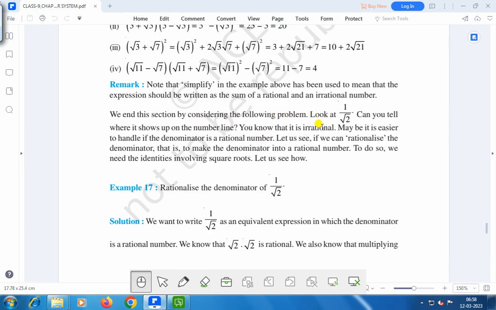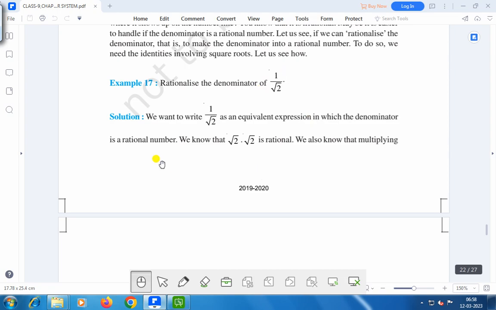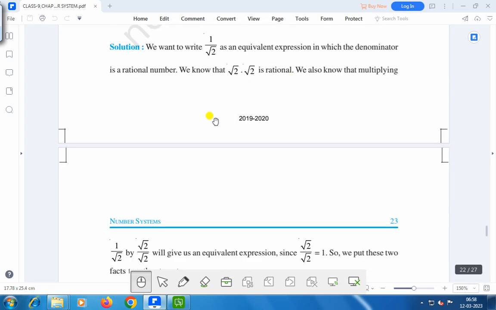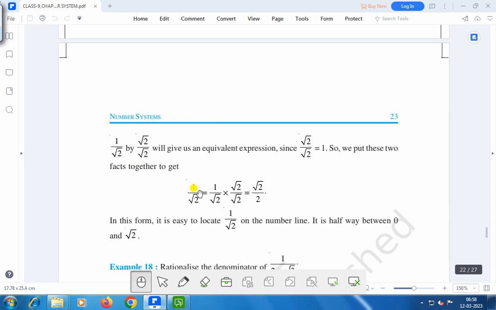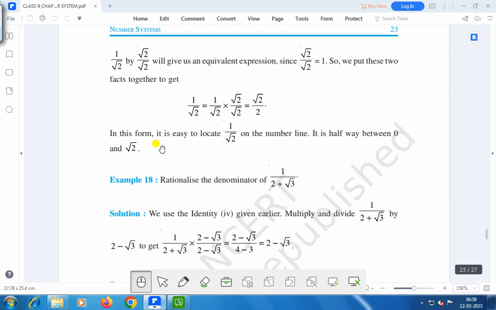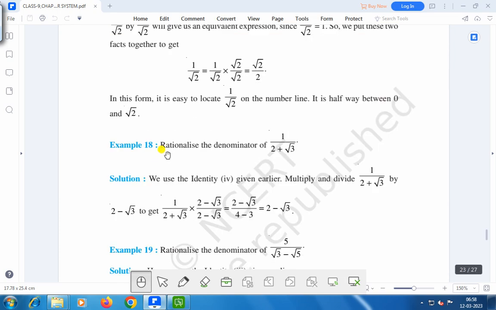Look at 1 by root 2. Rationalize the denominator of 1 by root 2. We now write 1 by root 2 as an equivalent expression in which the denominator is a rational number. We know that root 2 into root 2 is 2, which is rational. So multiplying, 1 by root 2 is equal to 1 by root 2 into root 2 by root 2, which is root 2 by 2. In this form, it is easy to locate 1 by root 2 on the number line. It is halfway between 0 and root 2.